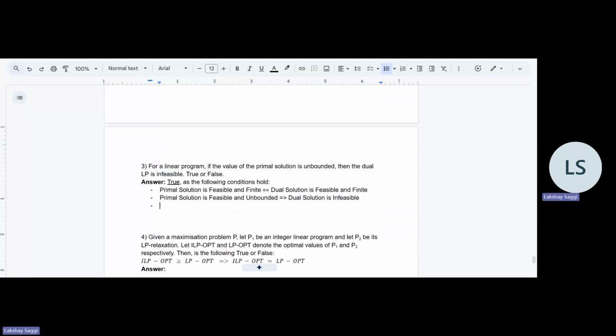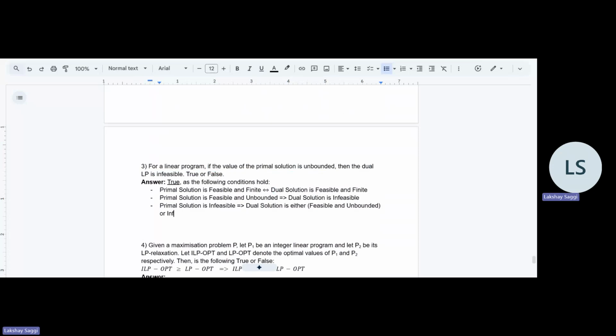And the third case is the primal solution is infeasible. Then actually, the dual solution is either feasible and unbounded, or infeasible. So yeah, these are the conditions shown.